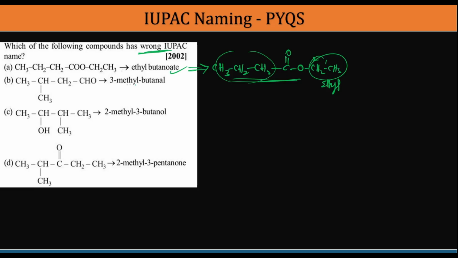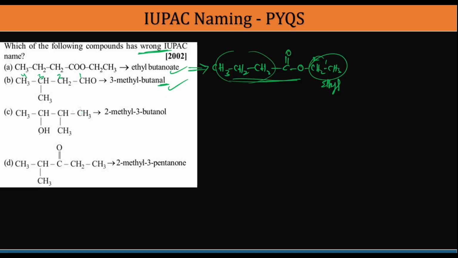This is correct only. And here we'll prefer the aldehyde group, we'll give highest priority to aldehyde, so we'll give numbering from here. This will be 3-methyl. 4 carbons are there, so but-. And this is aldehyde, so the last "al" will come: butanal. Okay, this one is also correct.